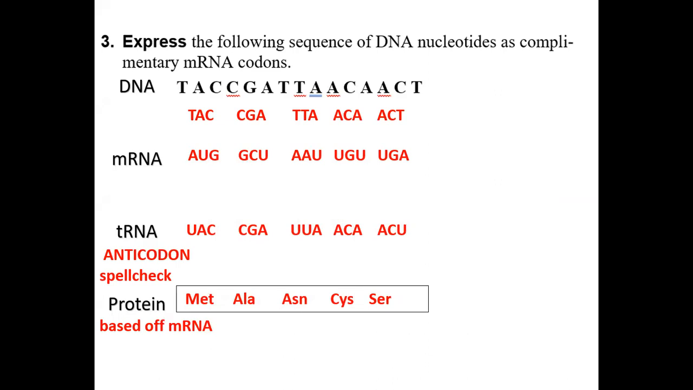So the one that's in the black box here is the protein that gets spit out. And again, the most common mistake people will make here is they will either start it before they see this AUG, or two, they will use the tRNA to code it. The tRNA is the spell check only.